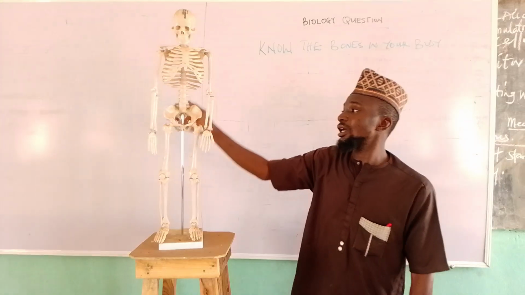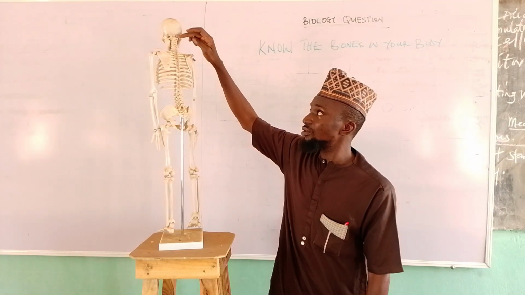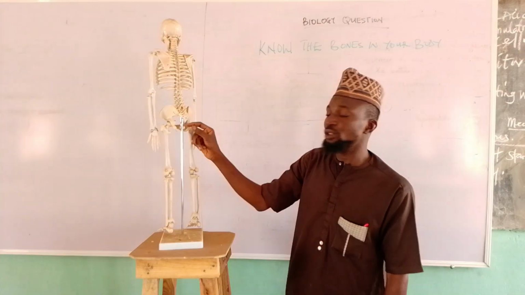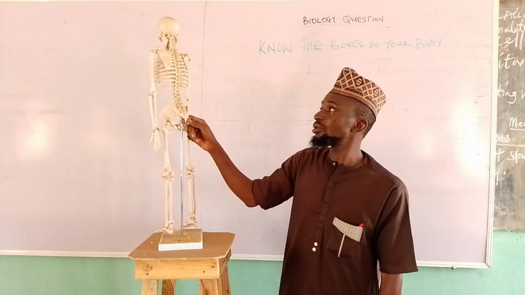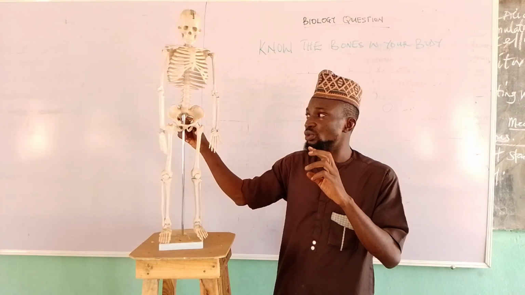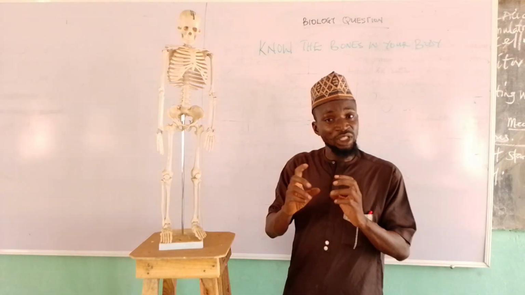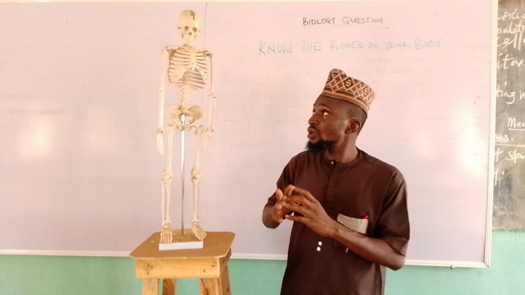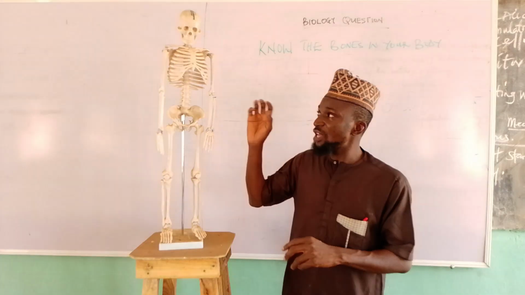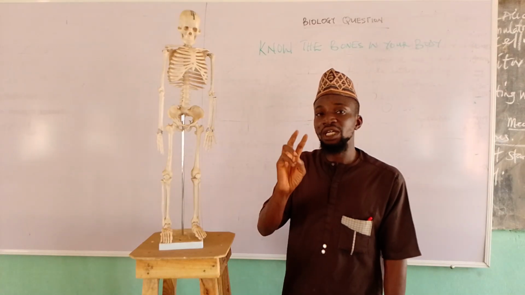Then at the back, you can see the bones that are arranged from the head, or from the skull, to the back up to the trunk region. So the total bone in the body is classified into two. That is known as the skeleton. The skeleton in the body is subdivided into two. We have the axial skeleton and the appendicular skeleton.